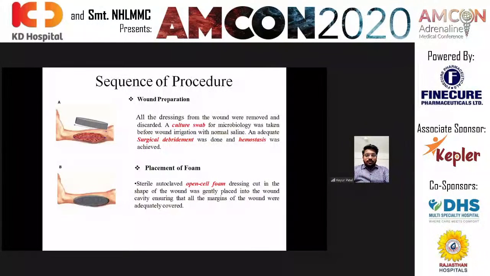Now, the sequence of procedures. First of all, the dressing materials were removed from the wound. A culture swab stick was taken for microbiological study. Depending upon the size of the wound, surgical debridement was done either in the ward or in the operation theater. Hemostasis was achieved. After that, clean sterile foam was selected and cut into the shape of the wound. It was applied gently over the wound, covering all the margins of the wound adequately. Next.